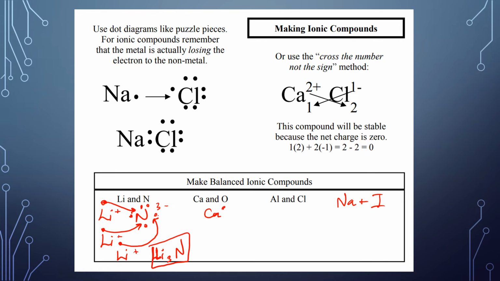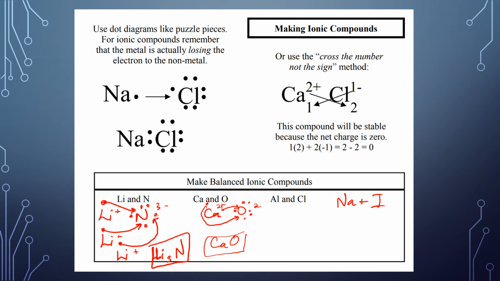Calcium has 2 dots, oxygen has 6. So what oxygen will do, it will steal these 2 electrons. Calcium lost 2 electrons, so it's 2 plus. Oxygen gained 2 electrons, so it's 2 minus. Those are the charges it formed. So notice how oxygen now has a total of 8 valence electrons. Calcium has no more because they were stolen. So I'm good to go. So calcium, it's CaO.